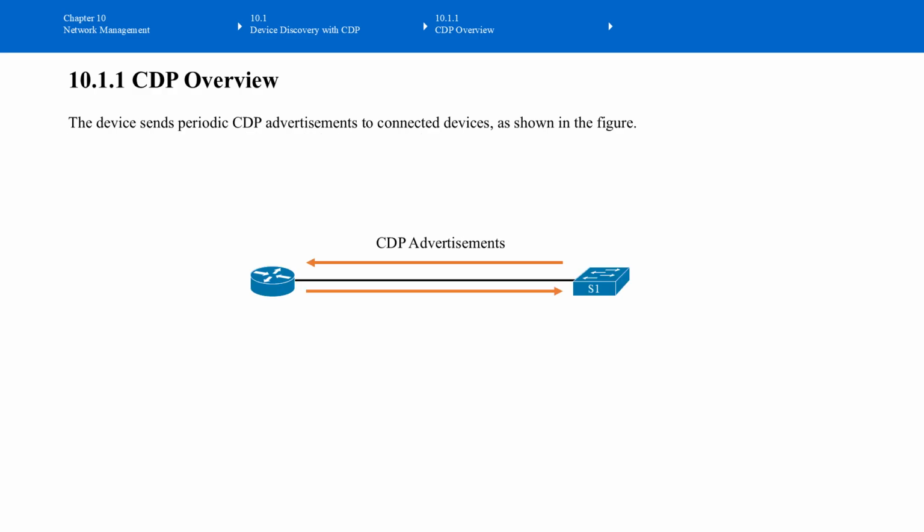Cisco devices use CDP advertisements to share information with directly connected neighbors. As shown in the figure, the router and the switch send CDP messages to each other across the local link. These advertisements are sent periodically and also automatically when CDP is enabled.